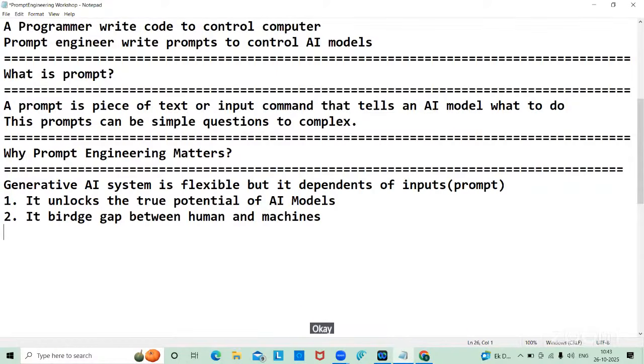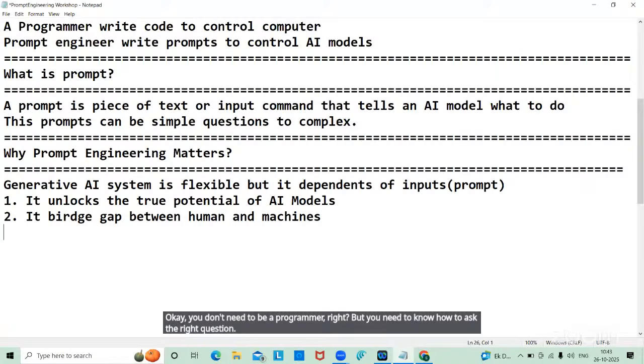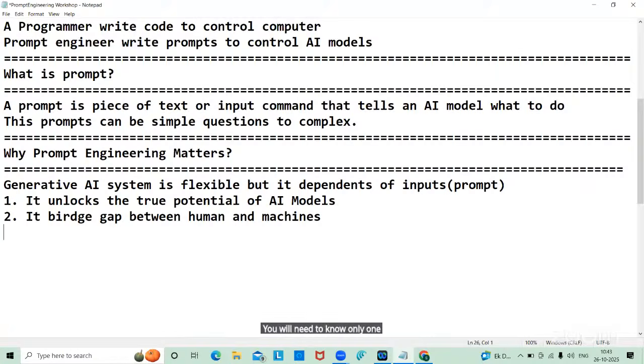You don't need to be a programmer, but you need to know how to ask the right question. You need to know only one thing: how to ask the right question. That is important. And the third one is it saves time, cost, and effort.